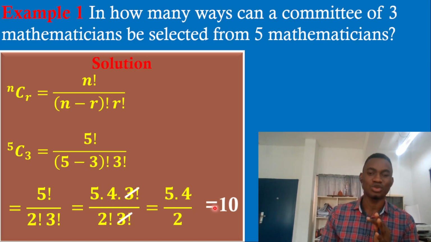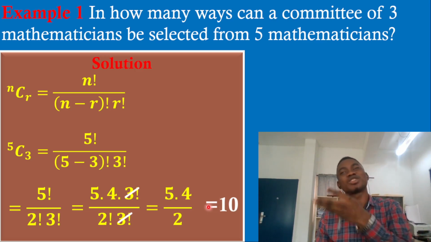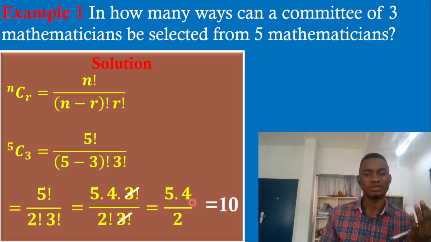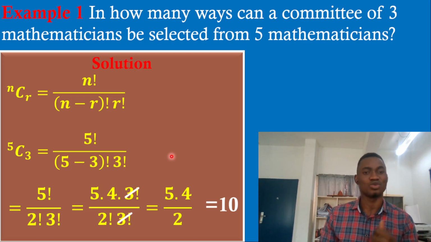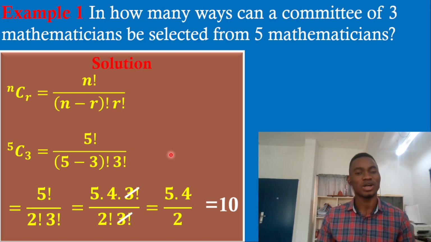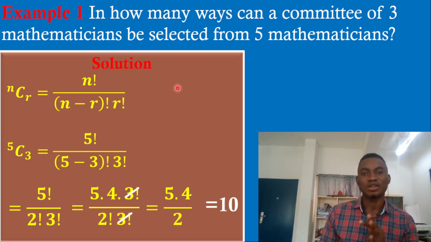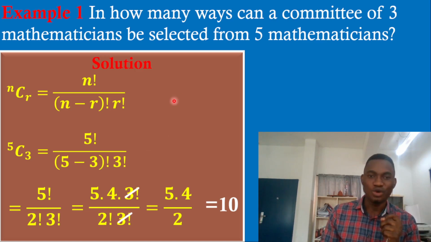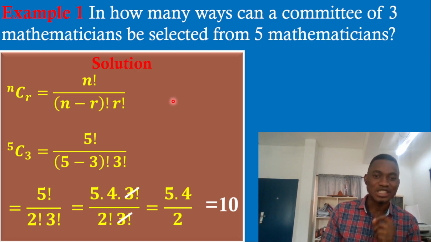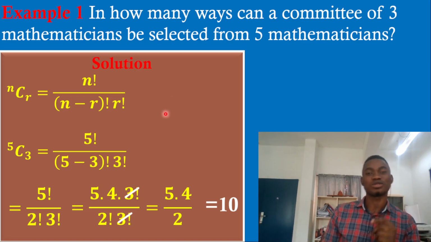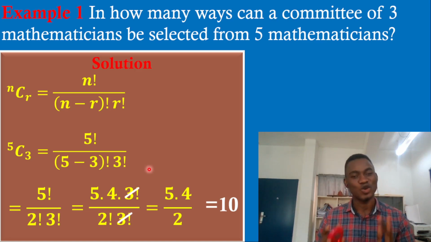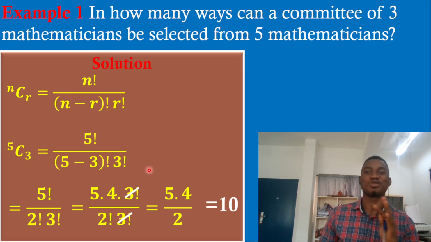Very, very simple. With this, we don't have to list the possible combinations of 3 mathematicians. It is time consuming, and in an exam you don't want to waste time. You need to apply the formula and get your answer as quickly as possible. Just know when your question is permutation or combination. If the order of arrangement does not matter, then it is combination. Then you apply your combination formula and your answer will be right there.